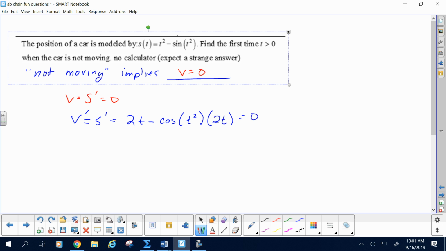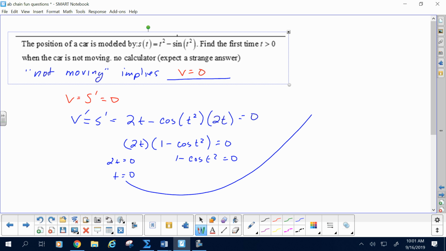Can you solve that equation without error? How would you solve that? Factor out 2t, leaving you with 1 minus cosine t squared. Set 2t equal to 0, or 1 minus cosine of t squared equal to 0, yay? Is t equal to 0 your solution? No, it says find the first time greater than 0. And 0 is not greater than 0, so while velocity is 0 there, it's not a solution. So I guess you have to solve the other one.